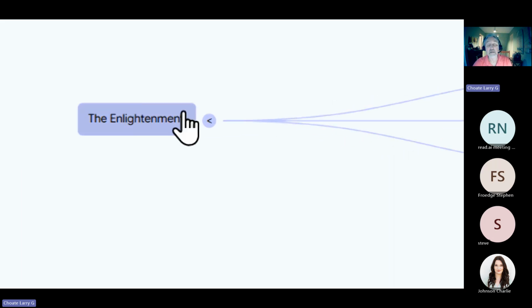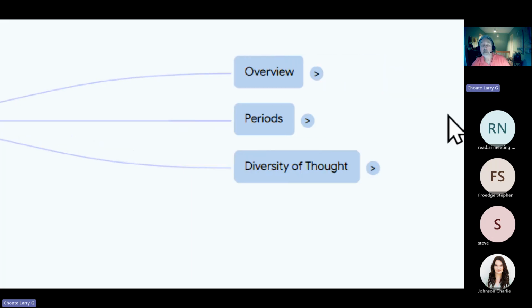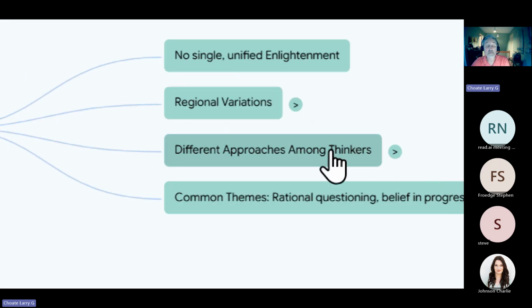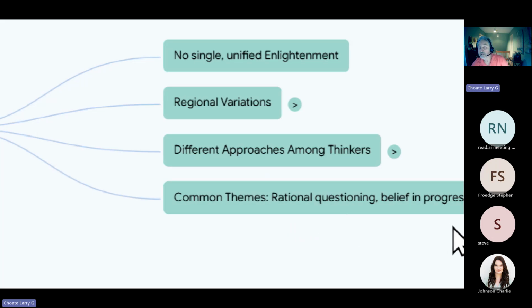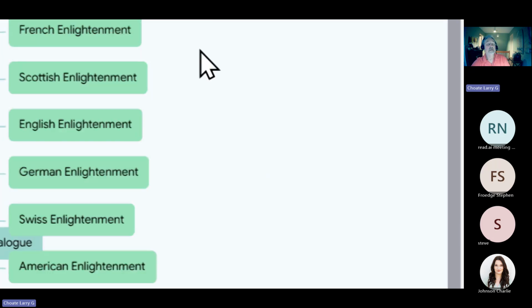So the main theme here is the Enlightenment. It then breaks that down into three subcategories. And you can see here that we got these little arrows pointing to the right to each of these three categories. And if you click on the arrow, it's going to expand that into more subcategories, such as regional variations, different approaches among thinkers, common themes, questioning beliefs in progress, and anything with another arrow to the right of it, you can expand even farther. So you can keep going, drilling down as far as you want to.